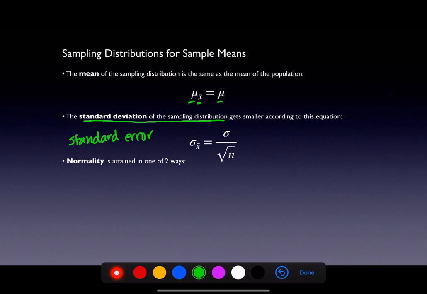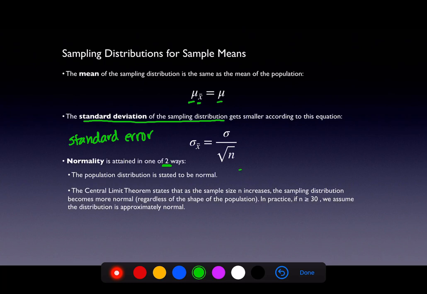All right, how do you get normality in Meanland? There are two ways. So if the population distribution is stated to be normal, then your sample size can be anything. But if you don't know your population distribution's shape, or you were told it was skewed right or left, then you need the sample size to be 30 or higher for the central limit theorem to kick in. All right, and I'm gonna give you a little heads up. I know right now we have two ways. Once we get to chapter 8, there's gonna be a third way to get normality in Meanland.